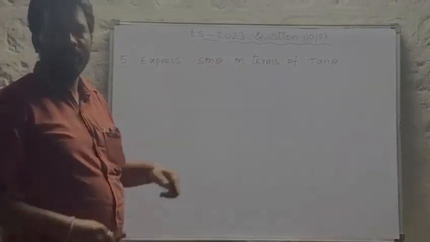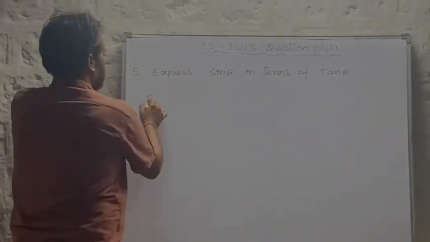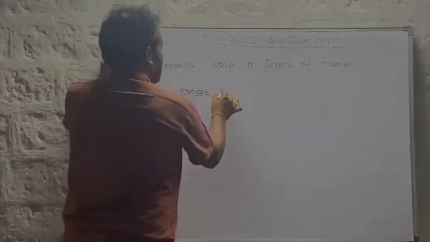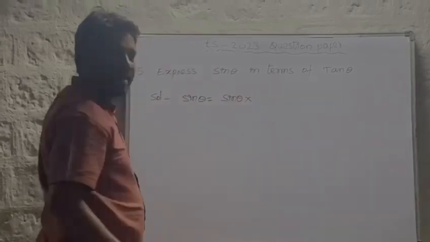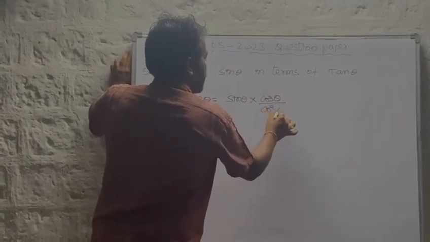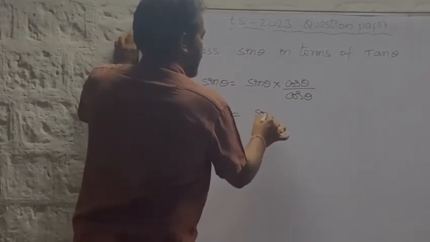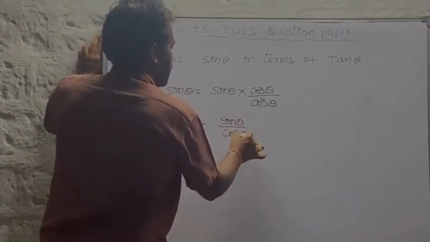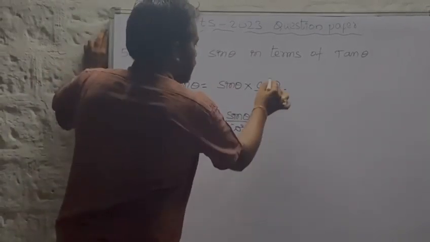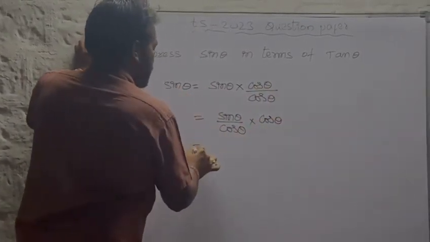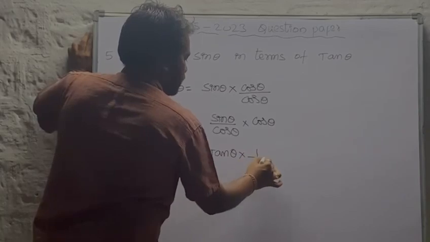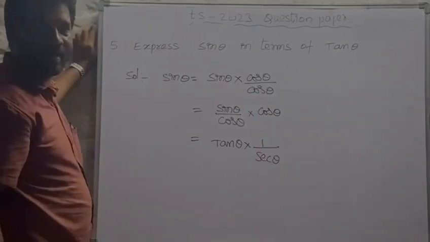Express sin theta in terms of tan theta. Sin theta is equal to, for the sake of convenience, I am multiplying and dividing by cos theta. So sin theta into cos theta divided by cos theta. Sin theta divided by cos theta into cos theta. Sin theta by cos theta is tan theta, into, I am writing this cos theta as 1 by secant theta.